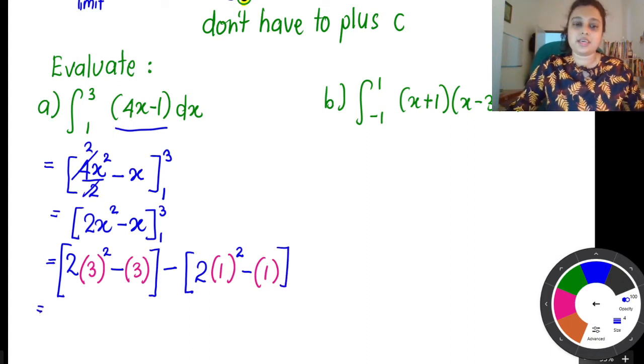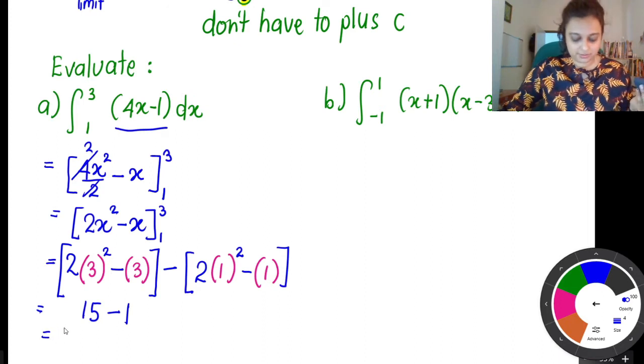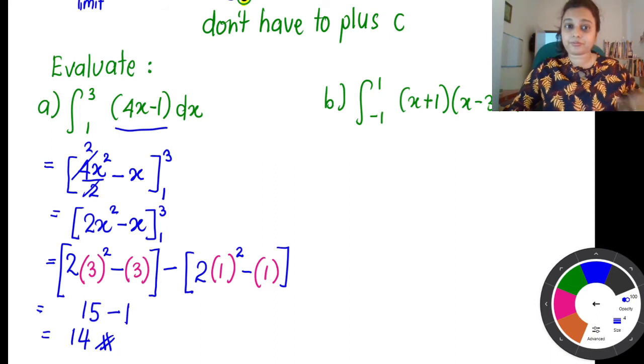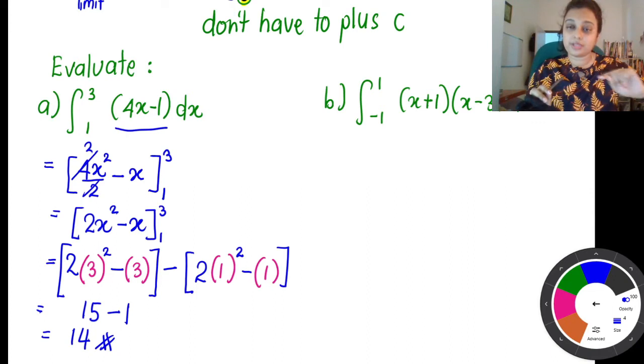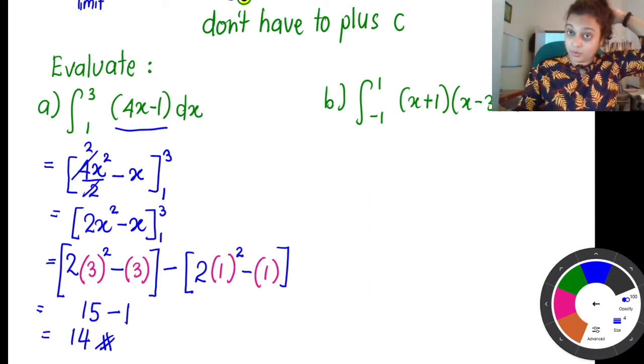So now let's solve the equation. The first one will become 15, minus 2 minus 1, which is 1. So 15 minus 1 is 14. That is our final answer. So it's quite easy. All you must do is do the integration inside the bracket, then substitute the limits. When you substitute the limits, the upper limit minus the lower limit.